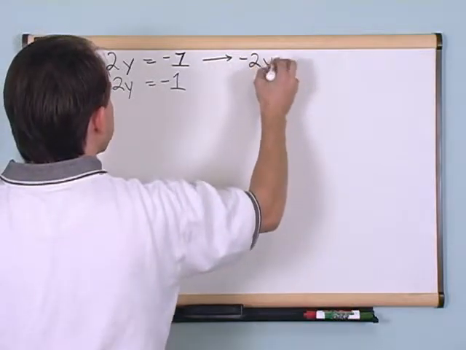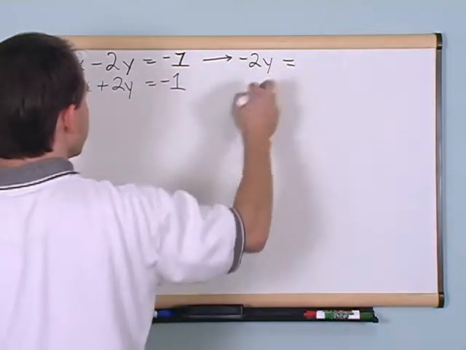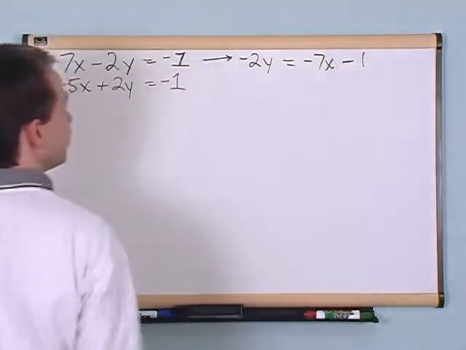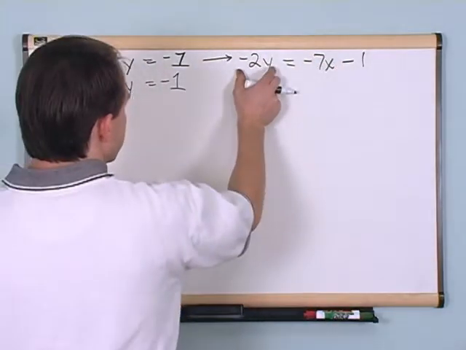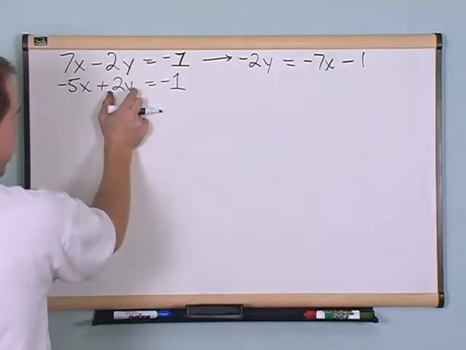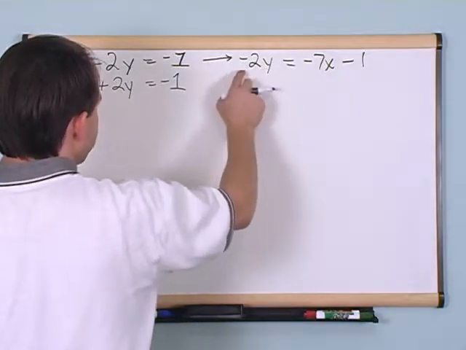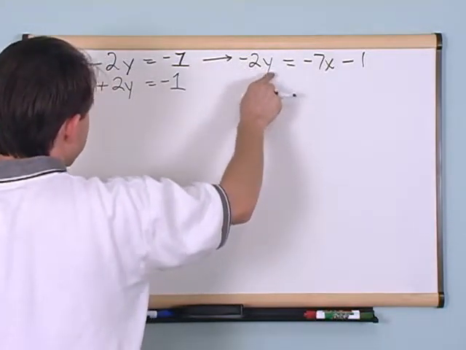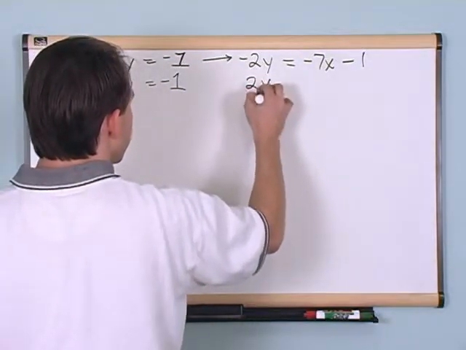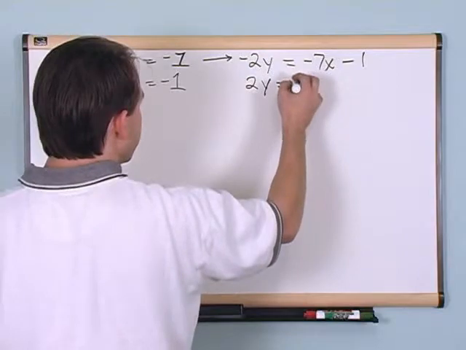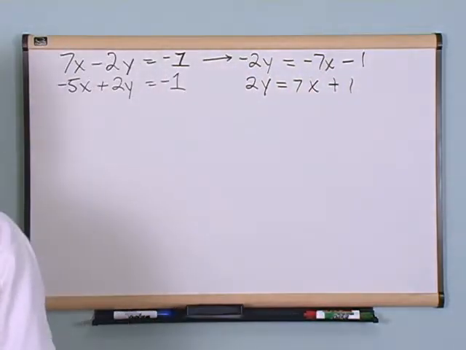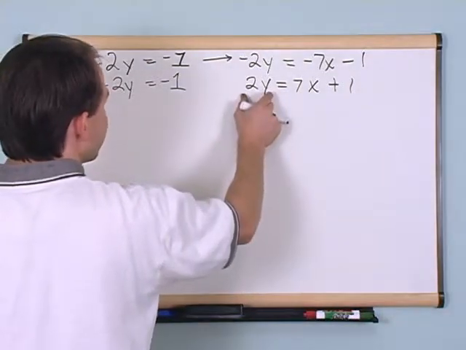Negative 2y equals, I'm going to move the 7x over, negative 7x minus 1. Now, I want you to notice something. There's a 2y here, and there's a 2y here. So I don't even need to solve for y here. I could solve for y and plug it in, but I could also just solve for 2y. 2y equals, dividing by negative 1, 7x plus 1. I just divided by negative 1 here, so I solved for 2y.